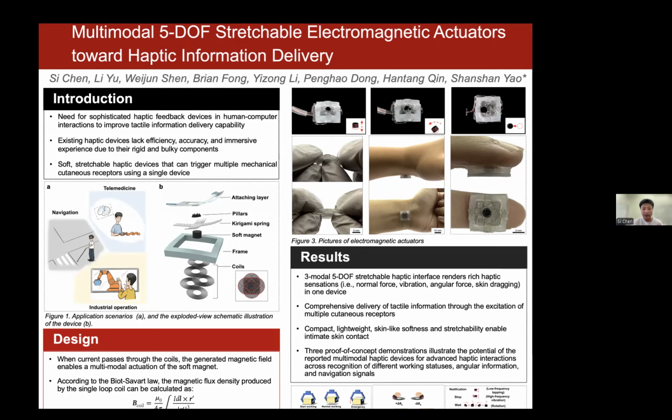Based on this background, we developed a very small, tiny, and light device. It can provide three modes of motion. One is along the Z axis, the pressure mode. The second mode provides angular motion to give you angular shear information. The third mode shows a linear movement and gives you a skin stretch sensation. You can see in this picture that it can be bendable and stretchable. With a self-adhesive attaching layer, you can easily put it on your waist or on your finger. It's very small, so it provides a very comfortable experience.